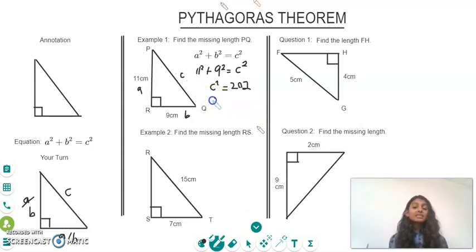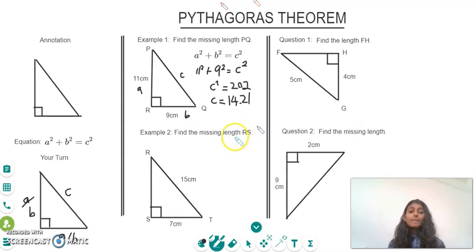So in order to find C, you're going to have to square root both sides. So the square root of 202 would be 14.21, and this is to 2 decimal places. And if they ask you for 3, you write 3 accordingly, but it depends on the question. In this case, it's not specified, so there's no problem in writing it however you want, but in this case I wrote it to 2 decimal places.